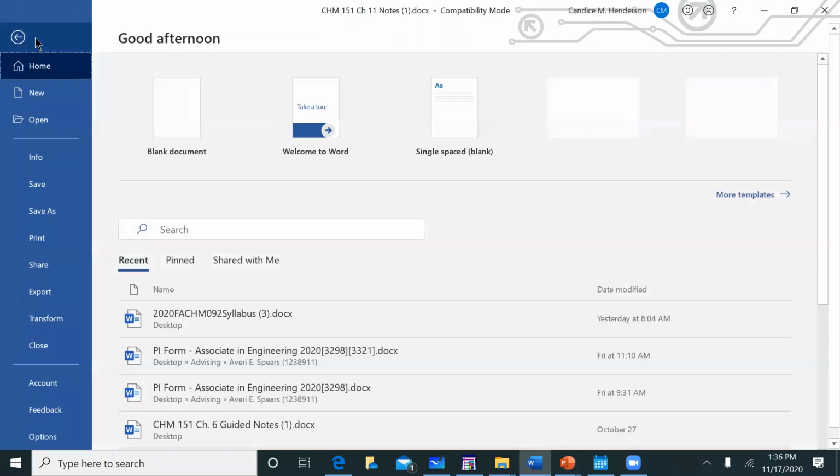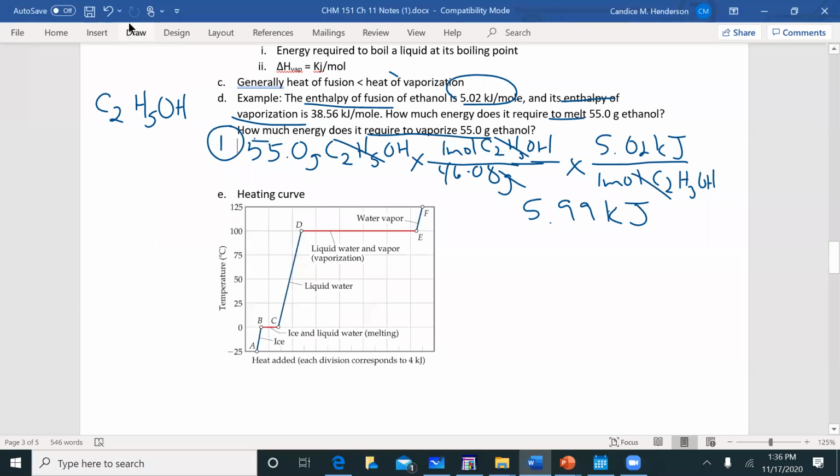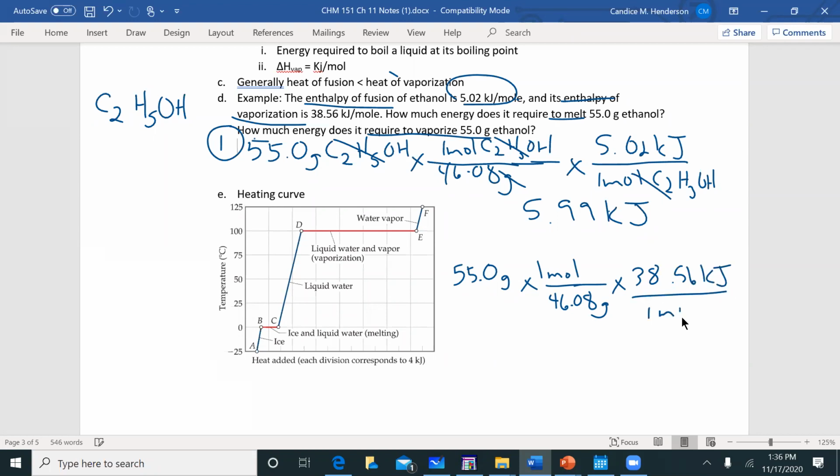So if I have 55 grams of the ethanol, okay, I can use the same value, 1 mole for every 46.08 grams. The last step is where it's going to be different. So instead of the 5.02 kilojoules per mole, we actually have to use this bigger number of 38.56 kilojoules in every 1 mole. So much larger, right? 6 times or so as large. So our ending number, when we plug that in, is 46 kilojoules.